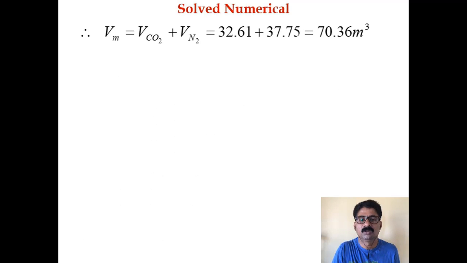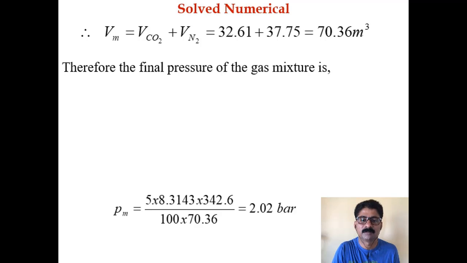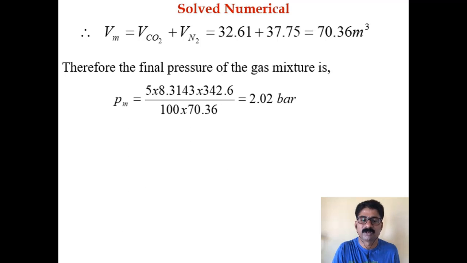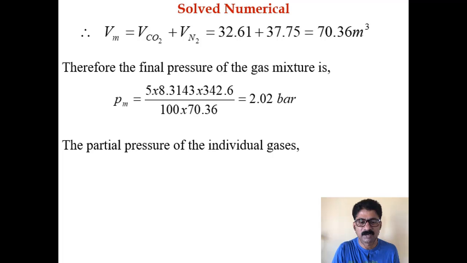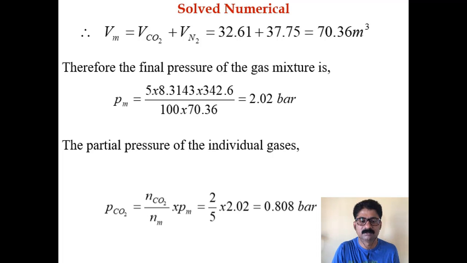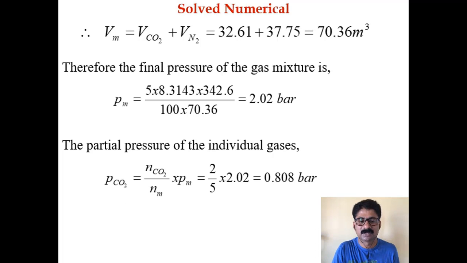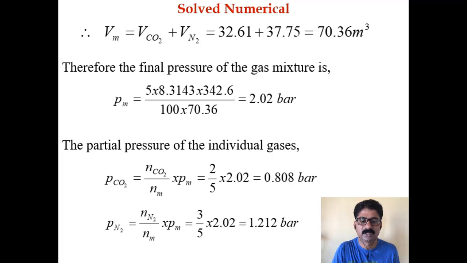So the total volume is VCO2 plus VN2, and you will get it as 70.36 meter cube. Therefore, using the final pressure formula once again, you will get it as 2.02 bar. Now the partial pressures of the individual gases: PCO2 is NCO2 by Nm into Pm, the familiar formula for all of you. So it is 0.808 bar, and Pn2 is 1.212 bar.